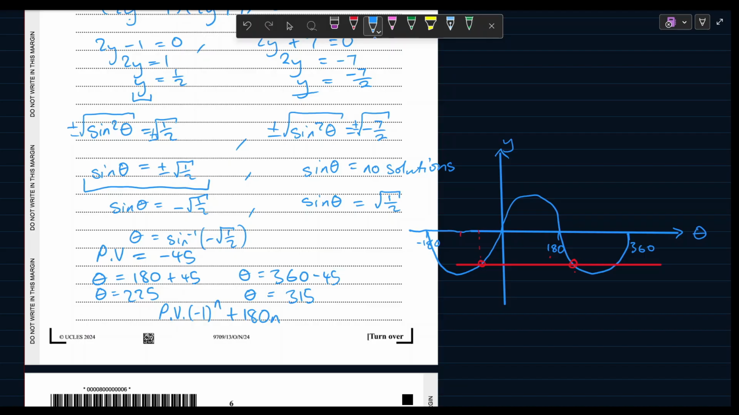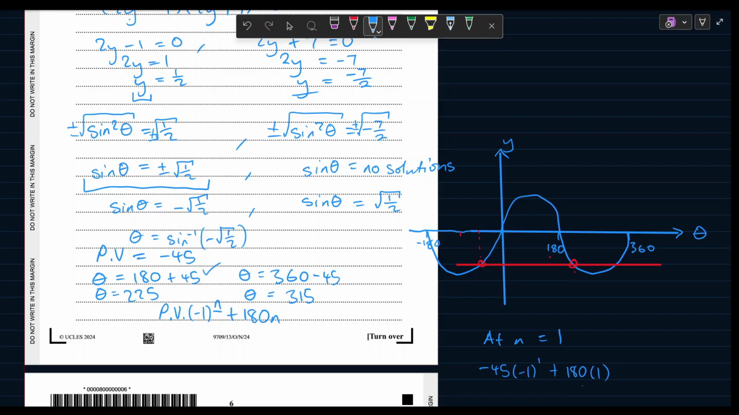Okay, alternatively, you can use the formula PV times negative 1 to the n plus 180 n. It will give you exactly the same answers that we got here. So n is just an integer, so it can be 1, 2, 3, and so on. So if you substituted n is equal to 1, our principal value is negative 45, so this is times negative 1 to the power 1 plus 180 times 1. So essentially what you're getting here is 180 plus 45, which is this solution.